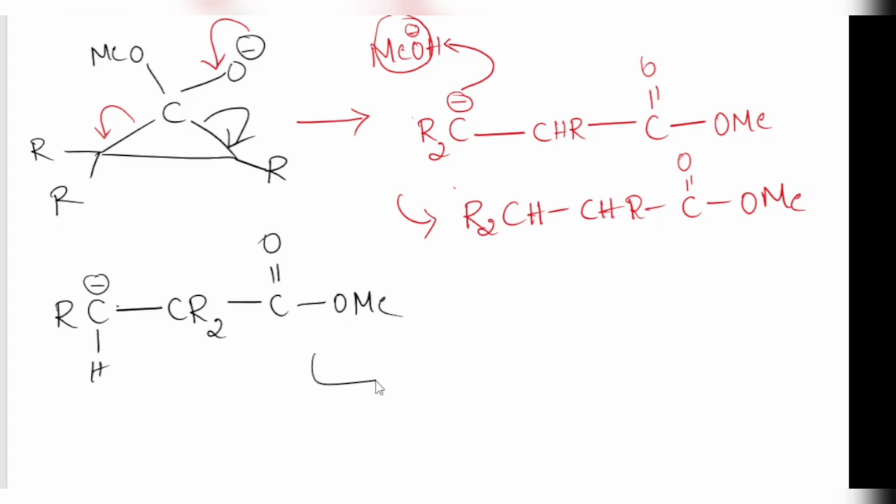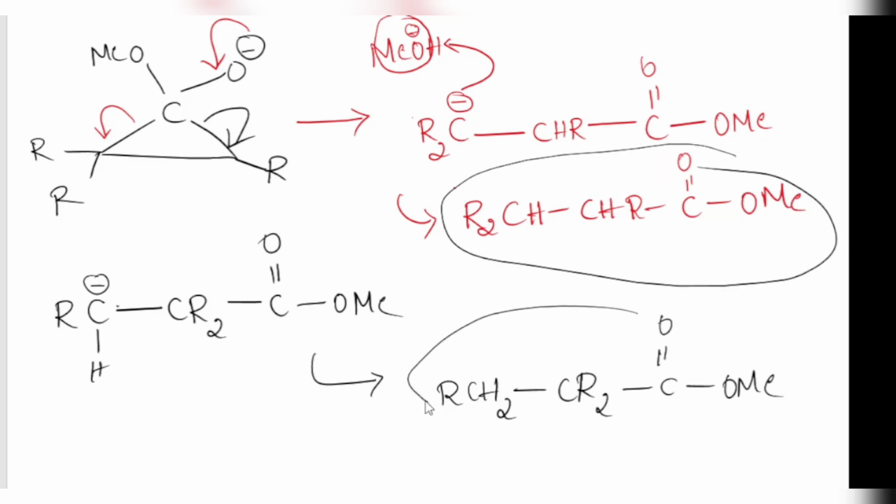After protonation we will get it as R CH2, then CR2 and C double bond O and OMe. We will get this product as well as this product, but which is the major product among these two depends on the nature of this substituent, that is R. If R is more electron withdrawing, we will get one product, and if it is electron donating, we will get a different product. This reaction we have to explain by taking certain examples.